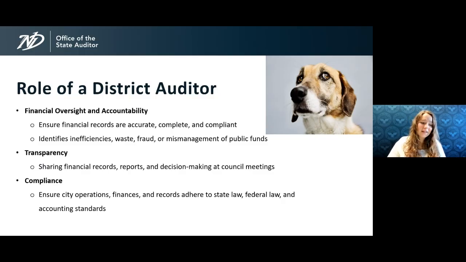You're the watchdog for your entity's funds, and you ensure that you have financial oversight and accountability. We're trying to make sure that you're doing the job that you're supposed to be doing, and that translates into good reporting and public trust with your citizens, because the job that you have is very important. These are taxpayer dollars that are being spent, and people want to know that their money is being spent appropriately. So part of your job is ensuring that financial records are accurate, complete, and compliant.